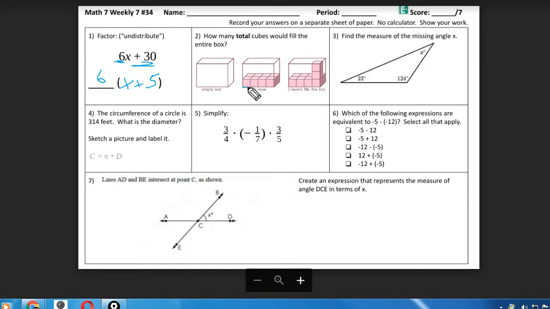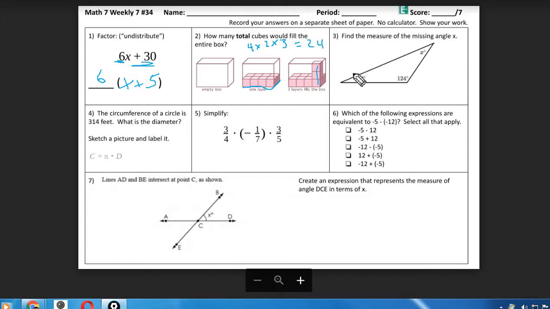Okay. So it says how many total cubes will fill the entire box? Well, we know that this layer is a 4 by 2 by 3. So we need to say 4 times 2 times 3. So if we go 4 times 2, and that's 8, 8 times 3, okay, so if you're not sure about that, that's 24, okay, but you could have also thought about it as 4 times 3, which is 12, and then I have two 12s, which is 24 as well.